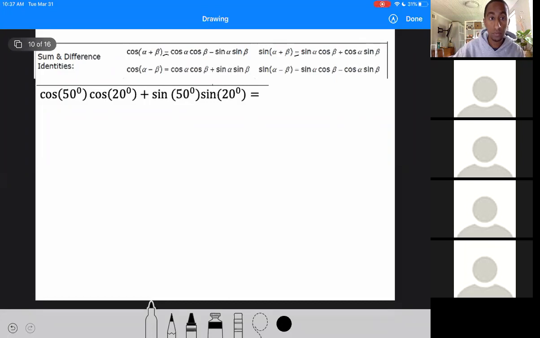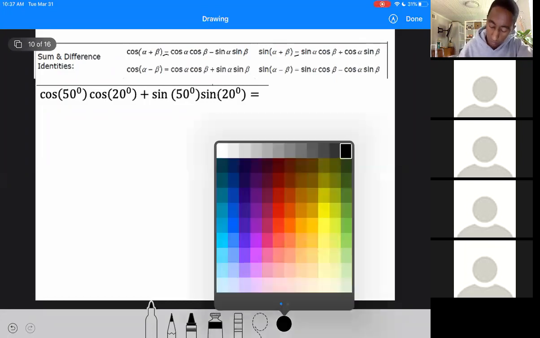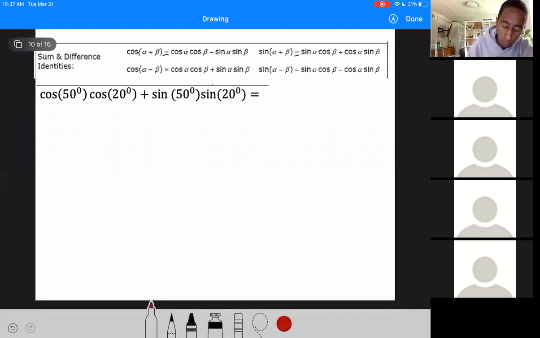Because it follows one of the formulas, wouldn't it just be that alpha is 50 and beta is 20? So wouldn't it fall under the second cosine formula, where it's cosine of alpha minus beta? So wouldn't it be cosine of 50 minus 20, which is 30? And we could find that. What do y'all think? Y'all agree? Yes? Okay. Yes, that's very good.